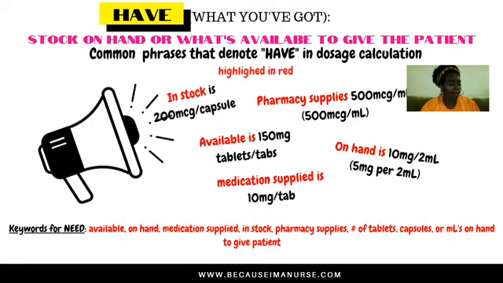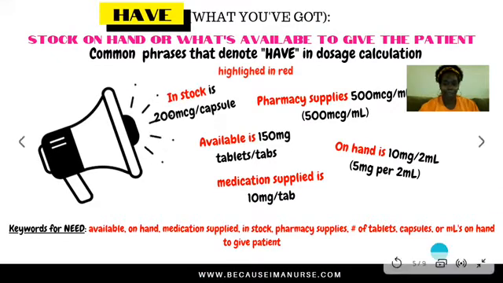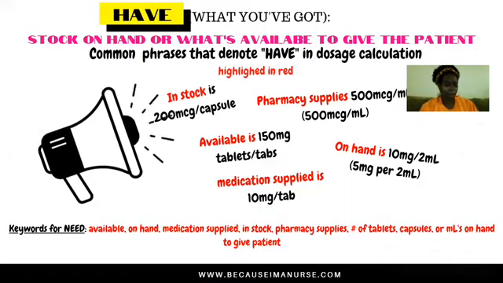Shh, be quiet. Okay, so have, like we said, is what you got. It could be the medication that's in the Pyxis, in the pharmacy, or on the floor, or what's in the med card to give the patient. It's what's supplied, stocked, or available to give the patient. Often it's presented as the amount in milligrams of a medication or the number of tablets, capsules, or milliliters. But the concentration of the dose has to be part of the question, and it also may be presented in units, grams, or micrograms. It could also be thought of as the dosage strength available to you, right?